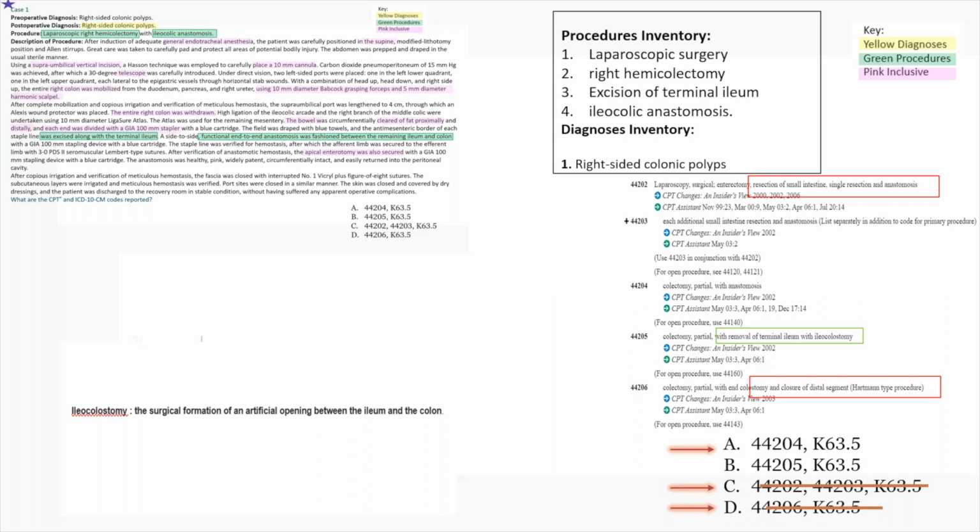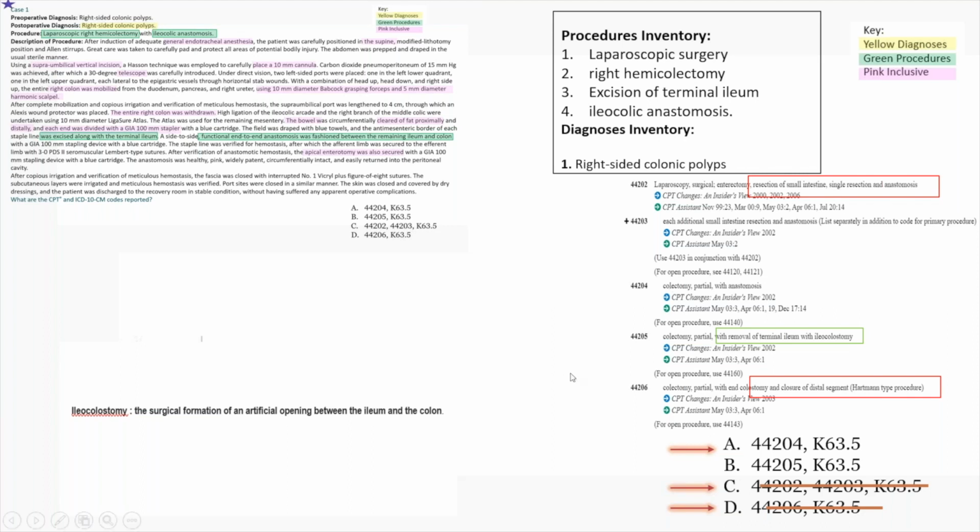The term ileocolostomy actually means a surgical formation of an artificial opening between the ileum and the colon. So once a hemicolectomy is performed along with the excision of a terminal ileum, there is an artificial opening happening. One end of the ileum will be open, and the other end of the colon will also remain open. So of course, the surgeon performing the surgery, after removing the colon and the excision of the ileum, won't leave the intestine open like that inside our body. Definitely they will be performing an anastomosis, because you know what happens if the intestine is kept open inside the body. So it is understood that an anastomosis is happening in 44205.